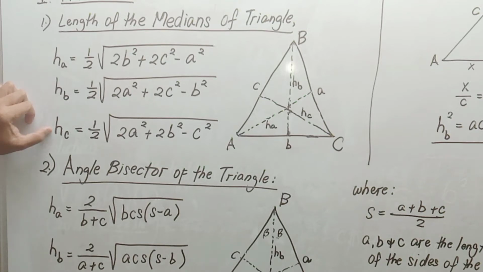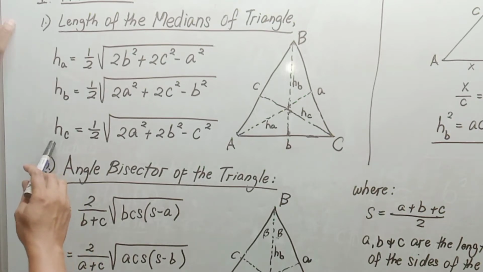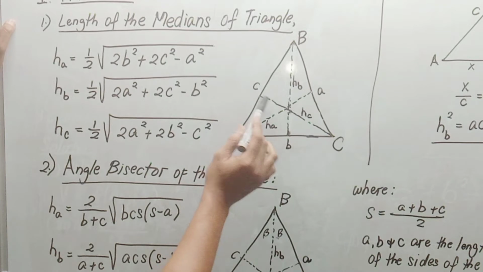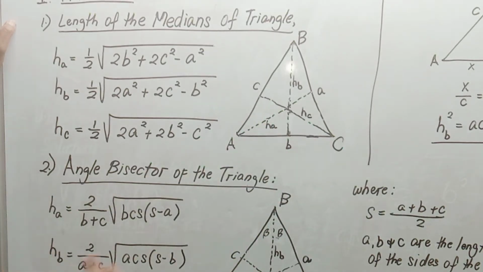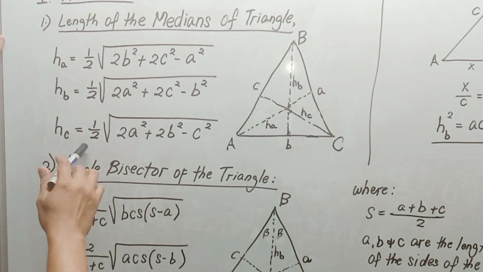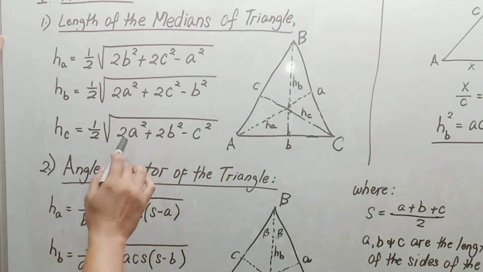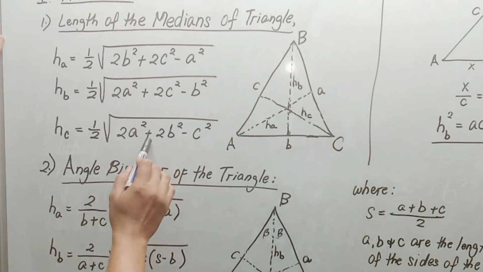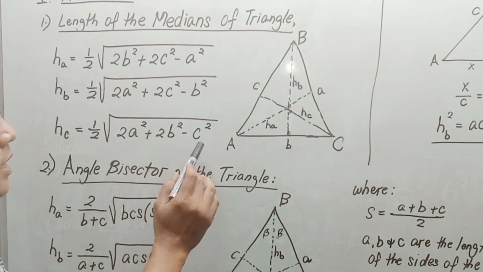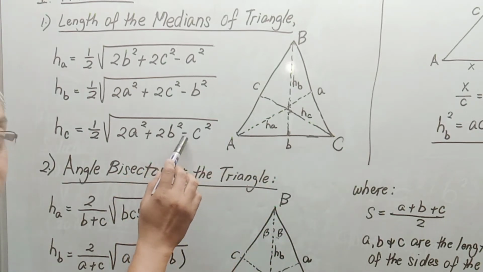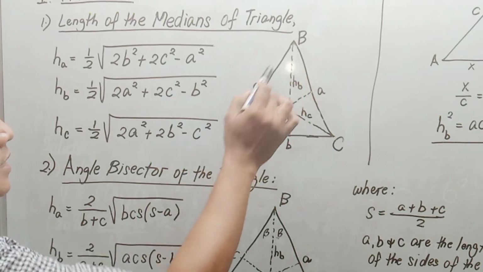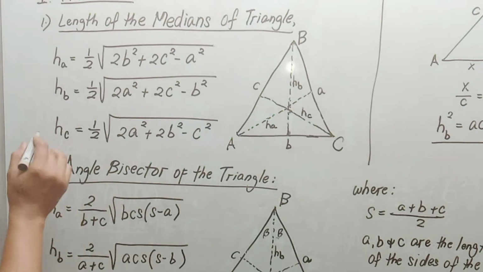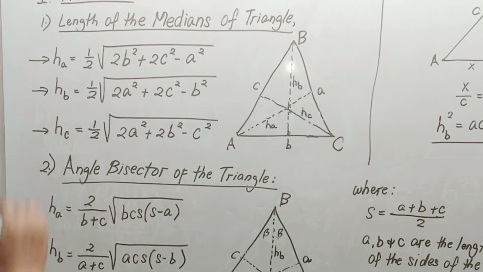Next is the h sub c. The third median, the length of the third median h sub c, this one, guys, from here up to this point. So this is the length of the median, again equal to 1/2 times the square root of 2a squared plus 2b squared minus c squared, this other side. So take note of this equation for h sub c, h sub b, and h sub a.